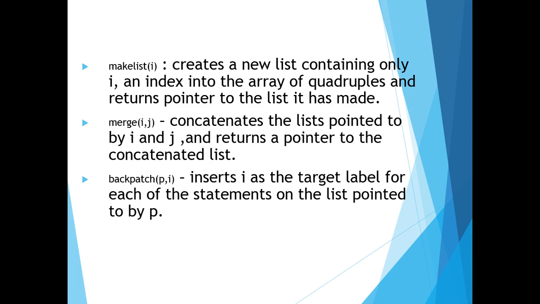makelist(i) creates a new list containing only i, an index into the array of quadruples, and returns a pointer to the list it has made. So that we call this makelist. Then merge(p1, p2) concatenates the lists pointed to by p1 and p2, and returns a pointer to the concatenated list. Then backpatch(p, i) inserts i as the target label for each of the statements on the list pointed to by p. So that's the backpatch function.